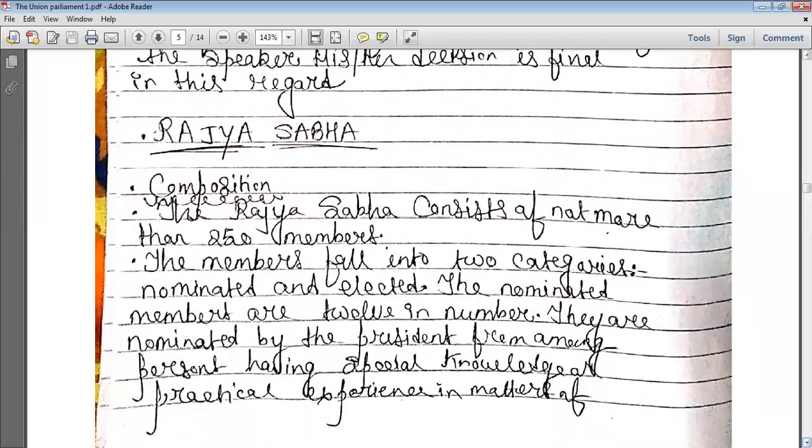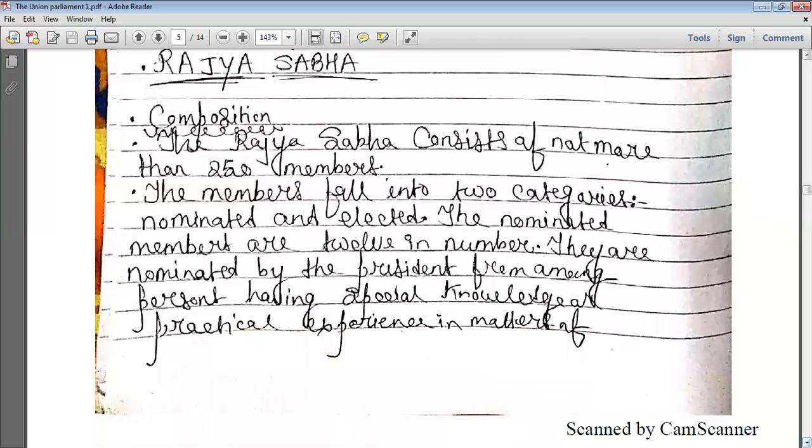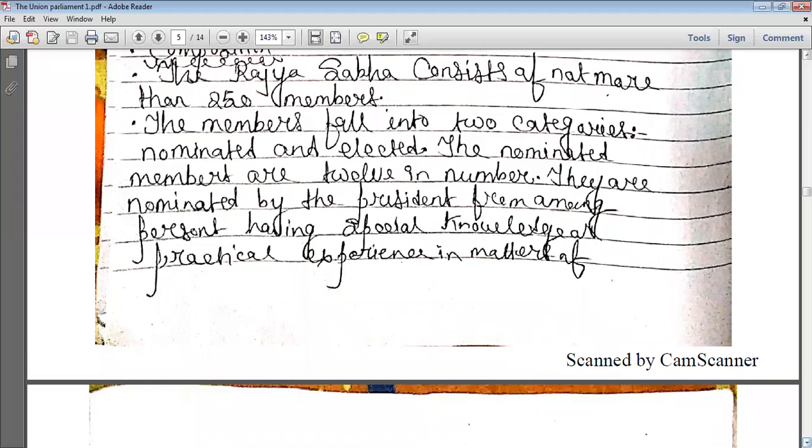Next, we would like to discuss Rajya Sabha, in which the most important part is composition. The Rajya Sabha, as we know, is also referred to as the Council of States, the upper chamber of the Parliament. The Rajya Sabha consists of not more than 250 members. So, the strength is 250. The members are of two types, elected and nominated. Nominated members are mainly 12 in number.